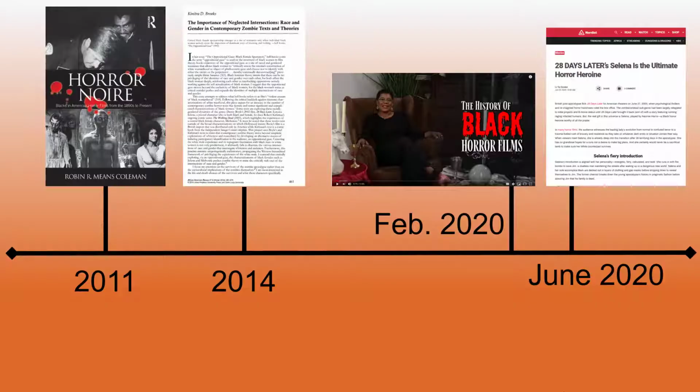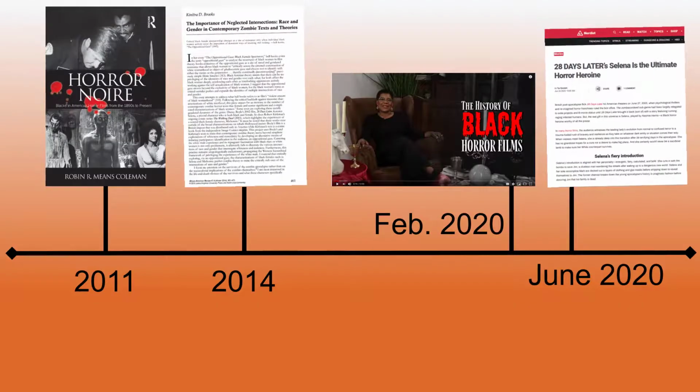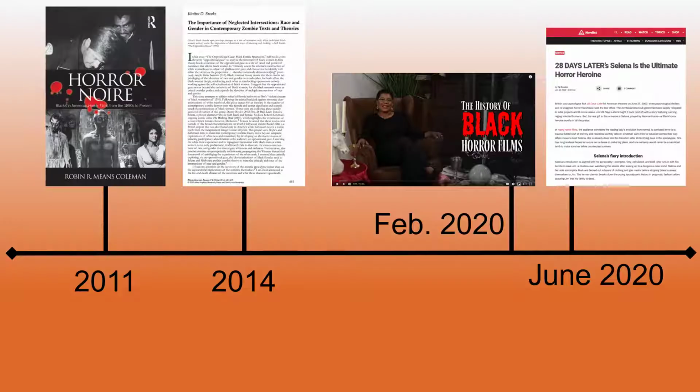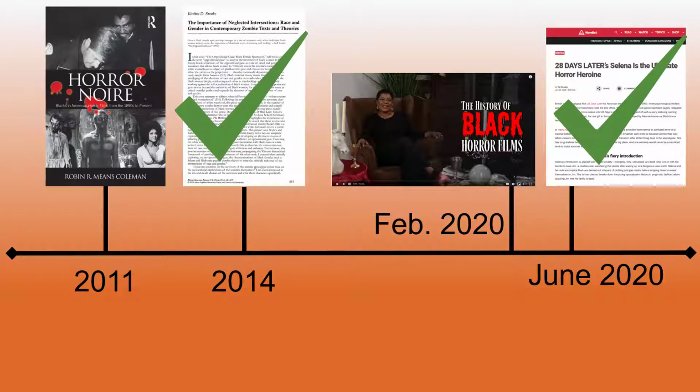Another strategy I have for putting sources in conversation is to look for points of agreement and disagreement. For example, both the scholarly article and the Nerdist post focus on the same character from the film 28 Days Later. Both authors, Dr. Kenitra Brooks and Ty Gooden, agree that this character is a unique protagonist for similar reasons. If I share this analysis in my writing, I will cite both authors for this idea, and it will tell my audience that this interpretation of the character is well supported.